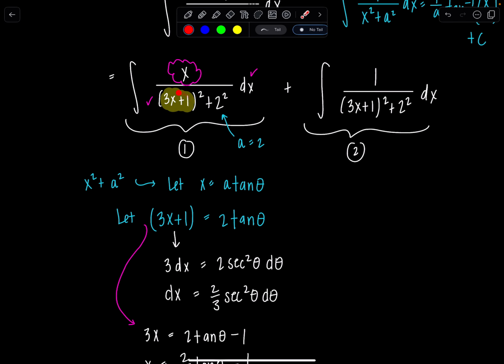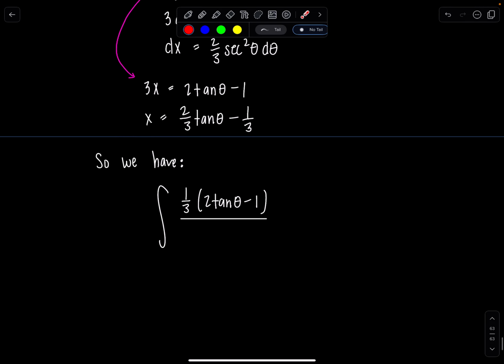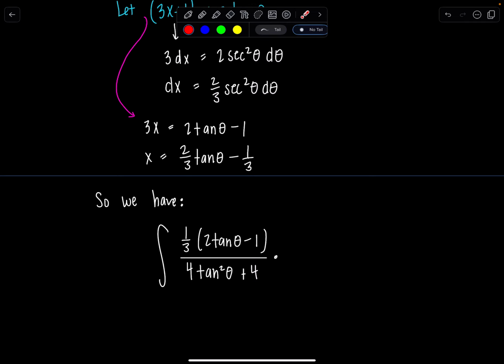So 3x plus 1, who's that? 3x plus 1 is 2 tan theta. If I'm squaring it, it's going to become 4 tan squared theta. Okay, 4 tan squared theta plus 4, times, and then remember dx I have right over here. dx is 2/3 secant squared theta d theta.